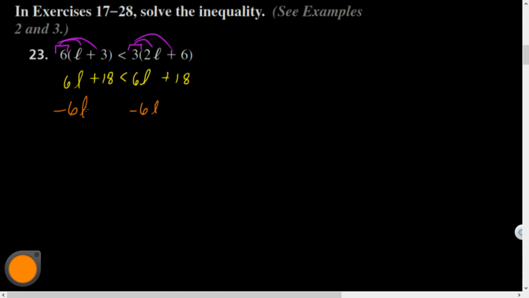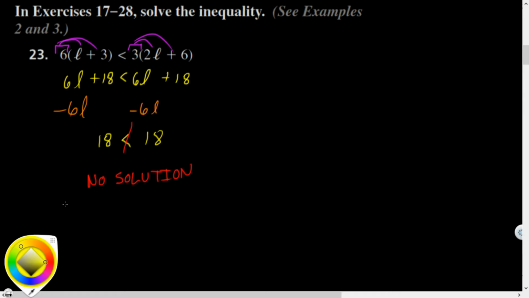And when students have dropped that, then I often see a mistake on the very next step, or they might even write -6 under something that wasn't a like term with those L's to begin with. So those cancel out, those zero out, like Pooja was saying. I've got 18 is less than 18. Now, is that a true or false statement? That's false. 18 is the same as 18, but it's not less than itself. So that means there is no solution. There's no number that will ever make this inequality true, no matter how hard we try.